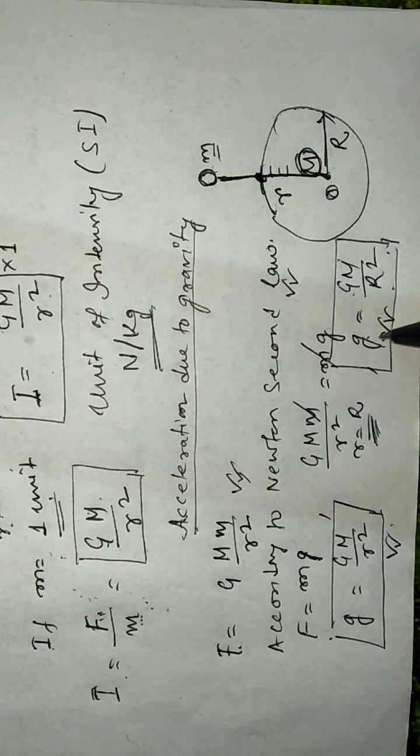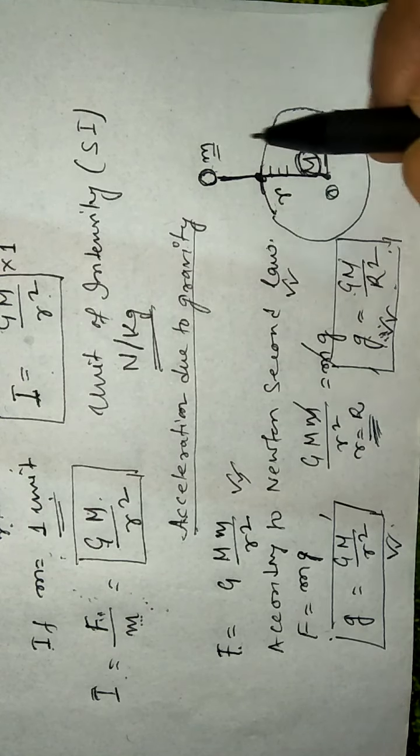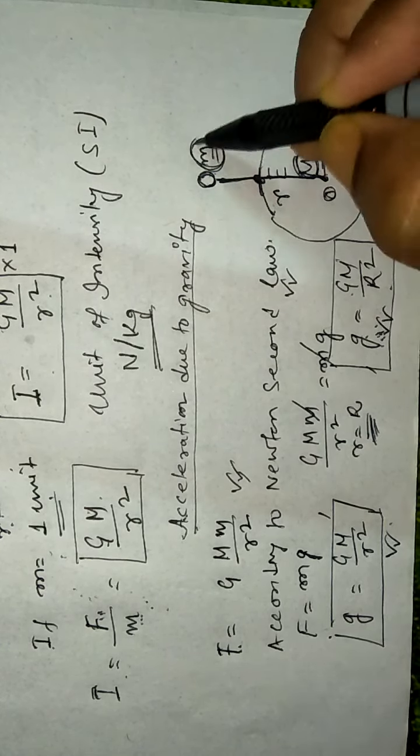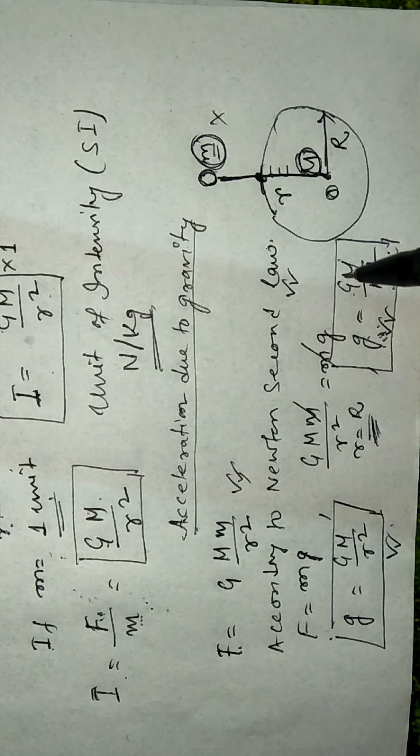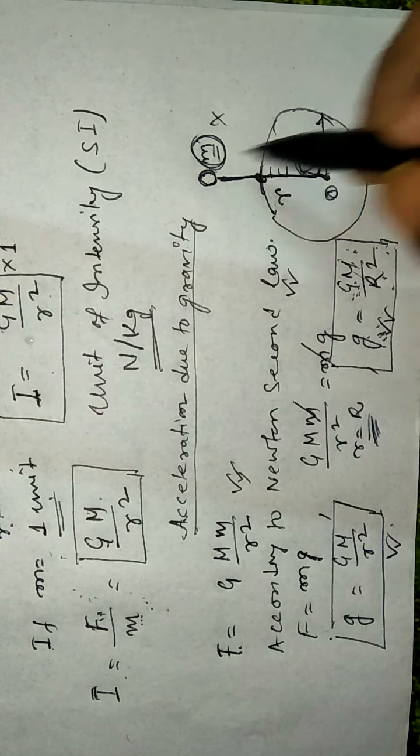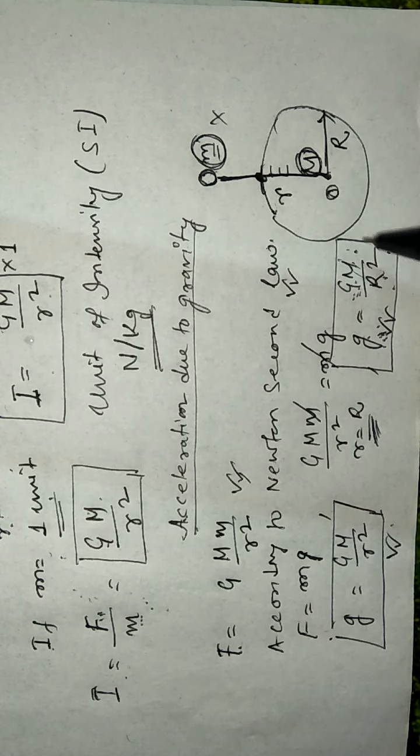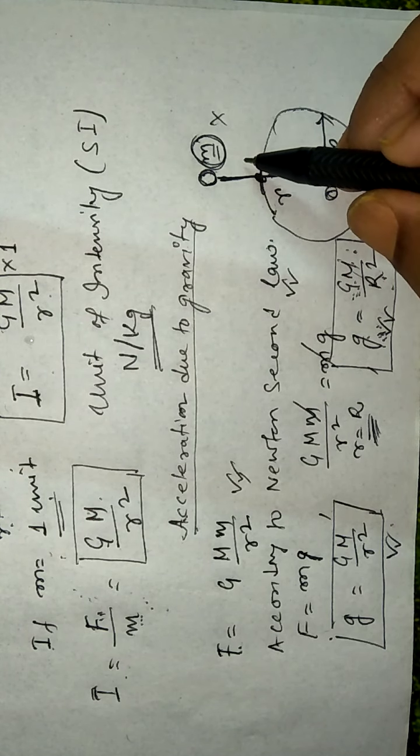Now you see, acceleration due to gravity is independent of small m. This m is not there. G and M are constant for earth, so it only depends upon the distance from the center of the earth. So acceleration due to gravity is independent of the mass of the body.